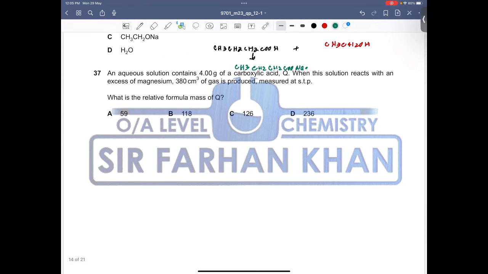Next question, question number 37. It seems like it's related to calculation. An aqueous solution contains 4 grams of carboxylic acid Q. When this solution reacts with an excess of magnesium, 380 cm cube of gas is produced, measured at STP. Magnesium is in excess, which means it is not the limiting reactant. Ultimately, the carboxylic acid is the limiting reactant.